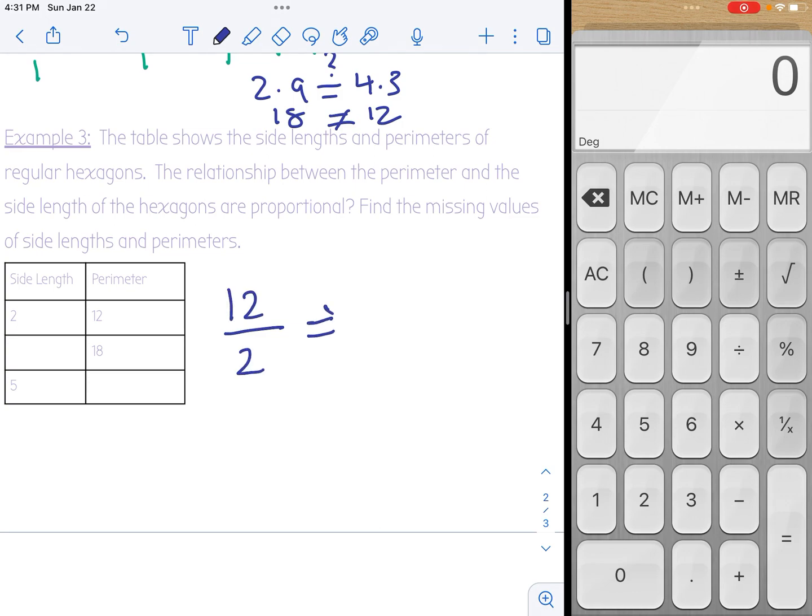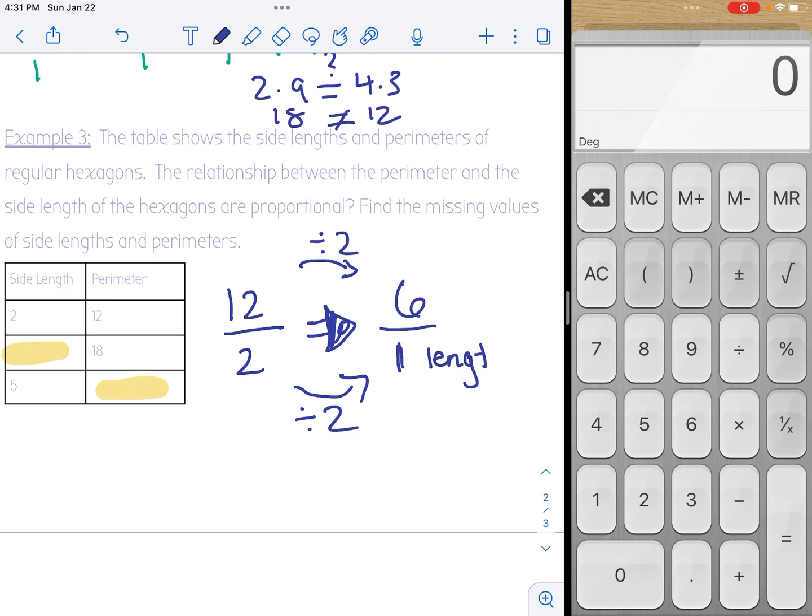Since I do have some missing values here, I cannot use the butterfly method. So I'm going to go ahead and find my unit rate. I know I'm trying to find my denominator of 1, which means I'm going to be dividing by 2 on the top and the bottom. So 12 divided by 2 is 6. So this means when my side length is 1, my perimeter is 6.